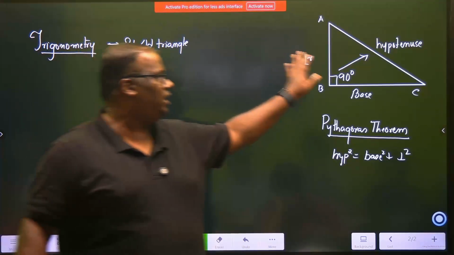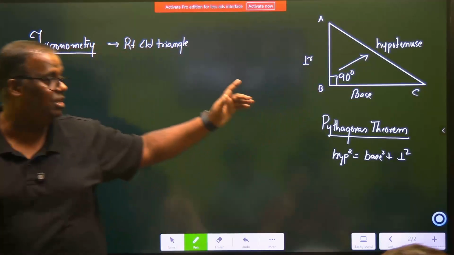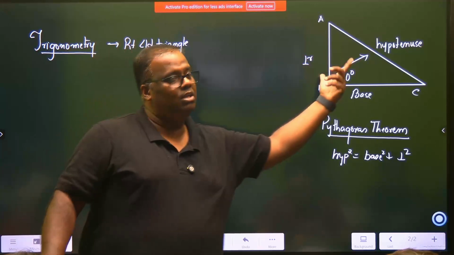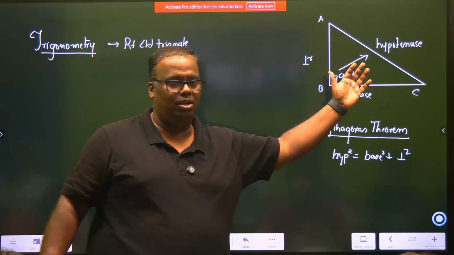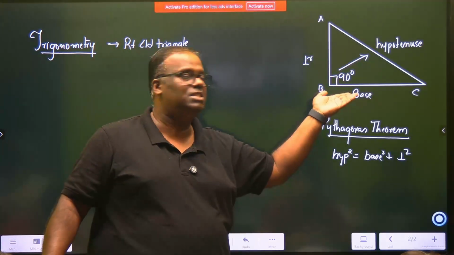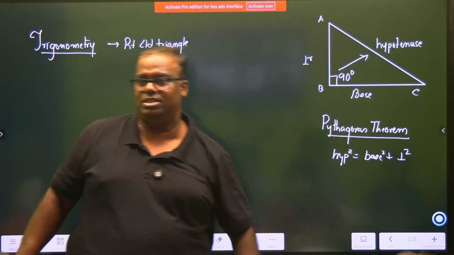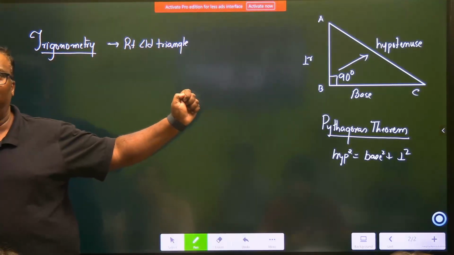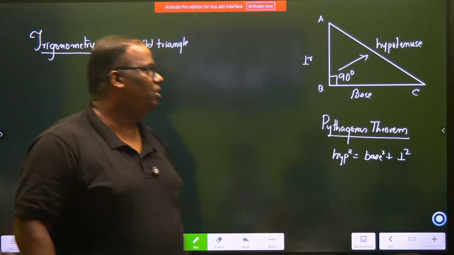Now we will see which is perpendicular and which is base. This triangle could also have been kept in a tilted manner. Once it is kept this way, it's easy to understand that this is the base on which the triangle is standing. Does anyone have any doubts so far? Any issues? All understood? Right, fine.